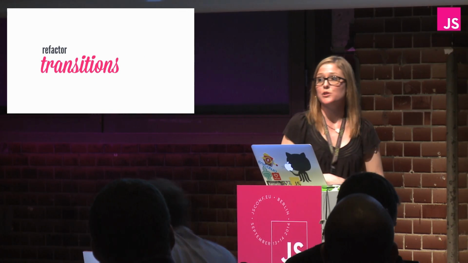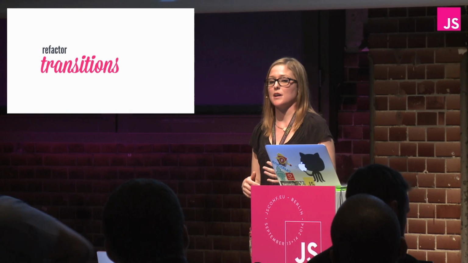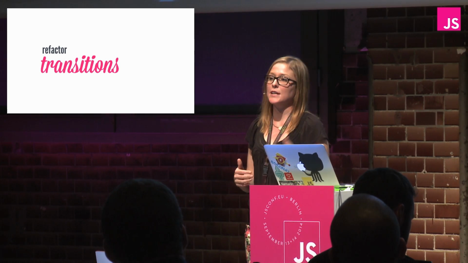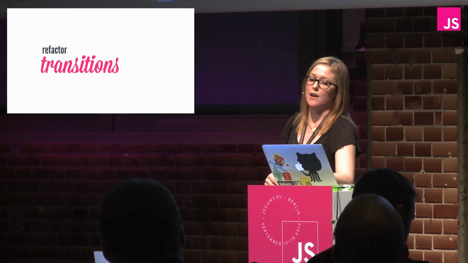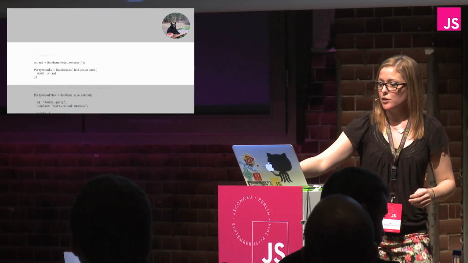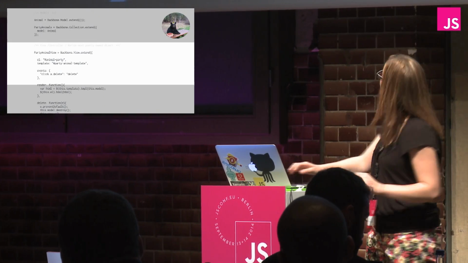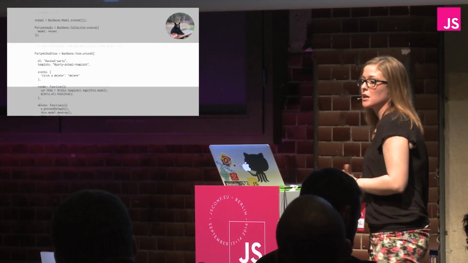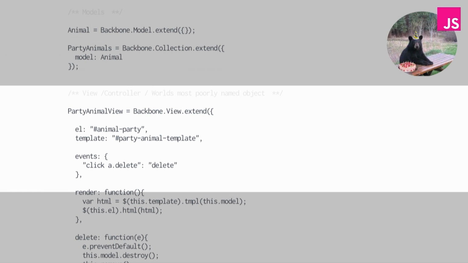So the first thing I want to do is address that bloated router code example and drop the need to address state transitions via a route. So we still have our models like we did before, but now our view is going to have an event hash. This is nothing new. Backbone has supported this for a very long time.